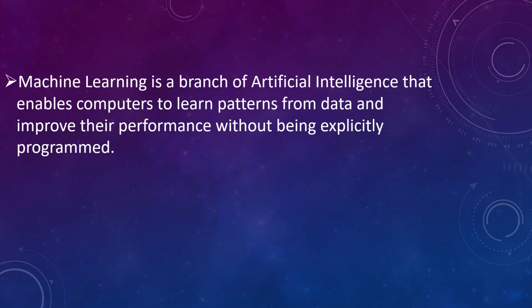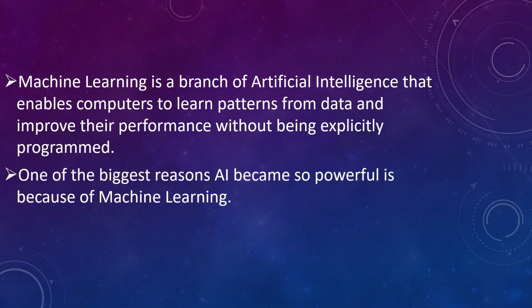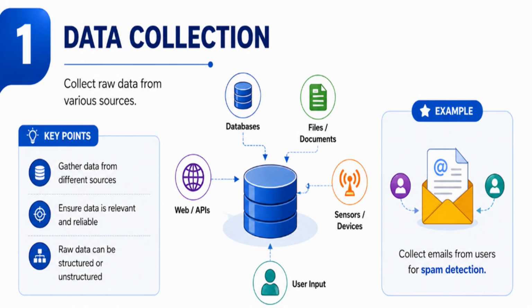Now that we have seen the overall process, let's understand what machine learning actually is. Machine learning is a branch of artificial intelligence that enables computers to learn patterns from data instead of following a fixed set of rules written by a programmer. The more relevant data the machine learns from, the better it becomes at recognizing patterns and making predictions. In fact, one of the biggest reasons artificial intelligence has advanced so rapidly in recent years is because of machine learning. Let's understand each step in machine learning in detail.